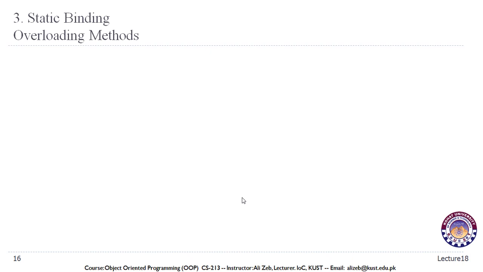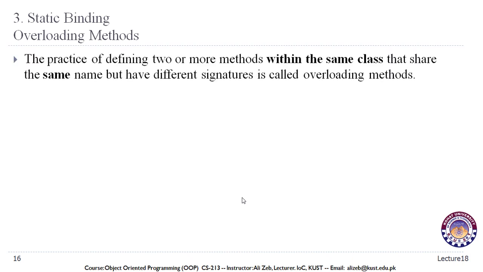And we look at method overloading. Overloading methods is the practice of defining two or more methods within the same class that share the same name but have different signatures.